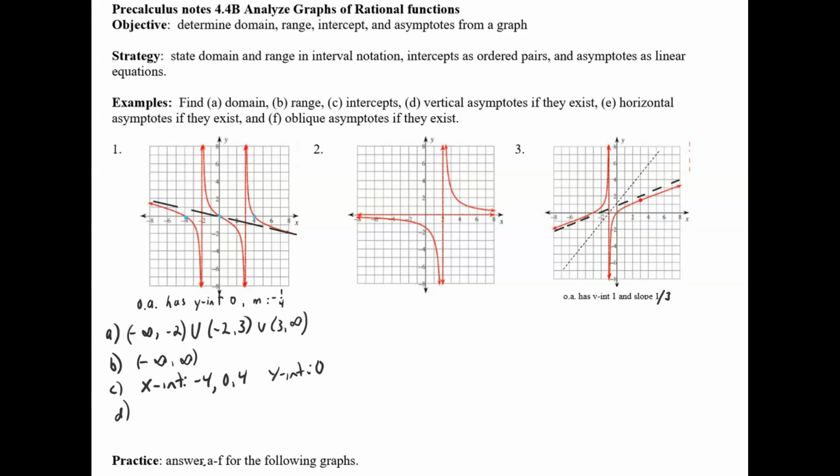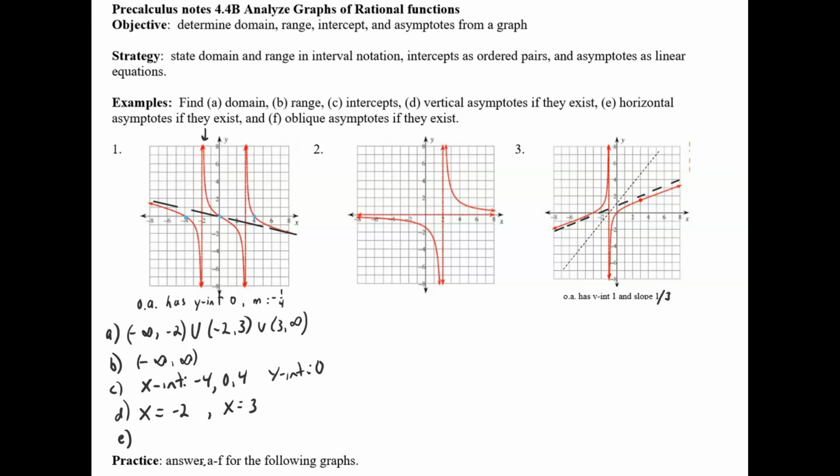Okay, vertical asymptotes, if they exist. So the vertical asymptotes, we want those in the form of an equation of a line. So an asymptote is a line, and if we're going to say it's a line, we want to say it as an equation. So all these vertical lines are going to be x equals. So the vertical asymptote here, this one, is just x equals -2. In fact, the vertical asymptotes correspond with the exclusions from the domain, unless there's a hole, which we don't have here. So this is going to be x equals -2, and then there's another vertical asymptote at x equals +3.